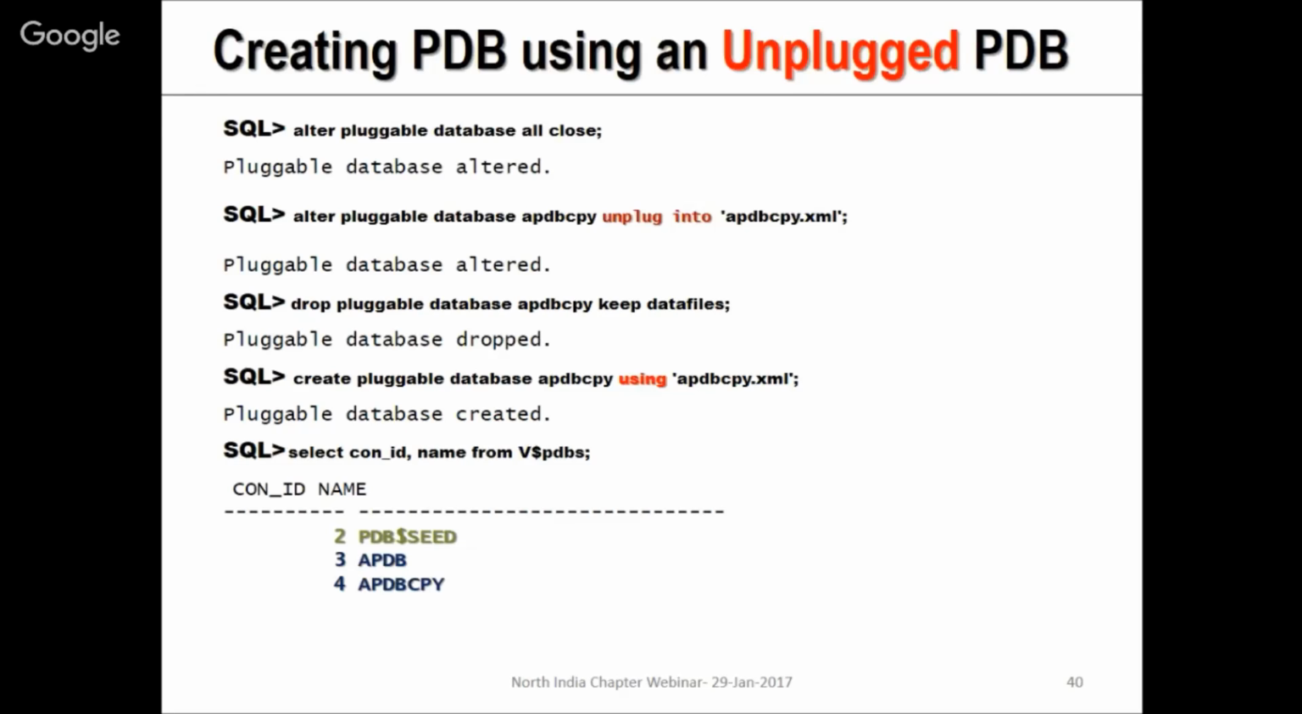You can see we are exporting the entire definition of the PDB in an XML file. Of course, we need to keep the data files of that PDB, because if you don't, the PDB cannot be actually moved into another container. And you can see in the container, I'm going to run the command create pluggable using the XML file, with of course the files being present.